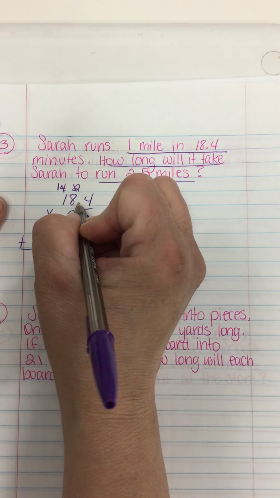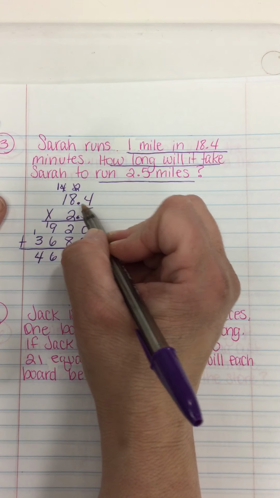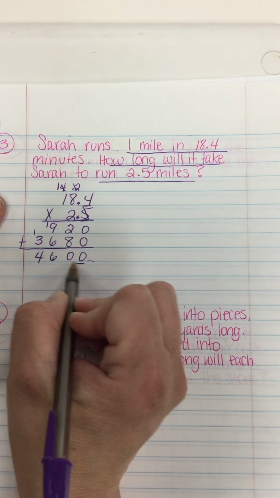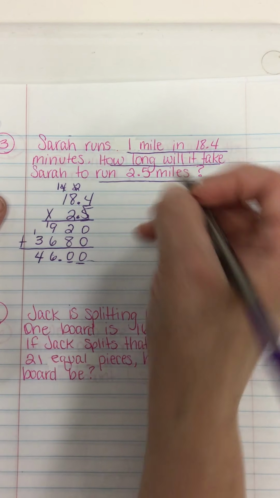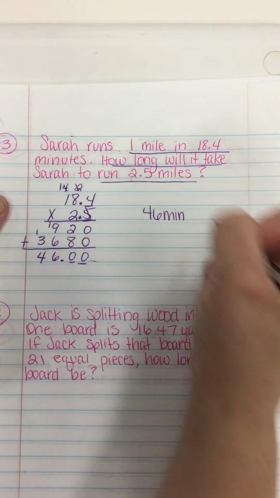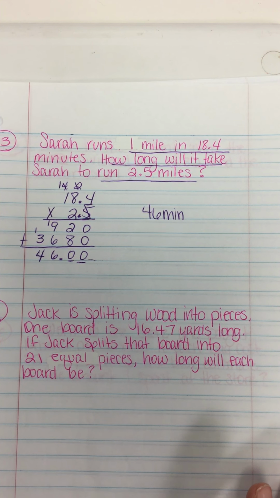And then look at your decimal placement. Okay, I have 2 decimals in my problem. Each of those decimals has 1 number behind it. So I'm going to go over 2 places and put a decimal. So it would take 46 minutes to run 2.5 miles, sorry.